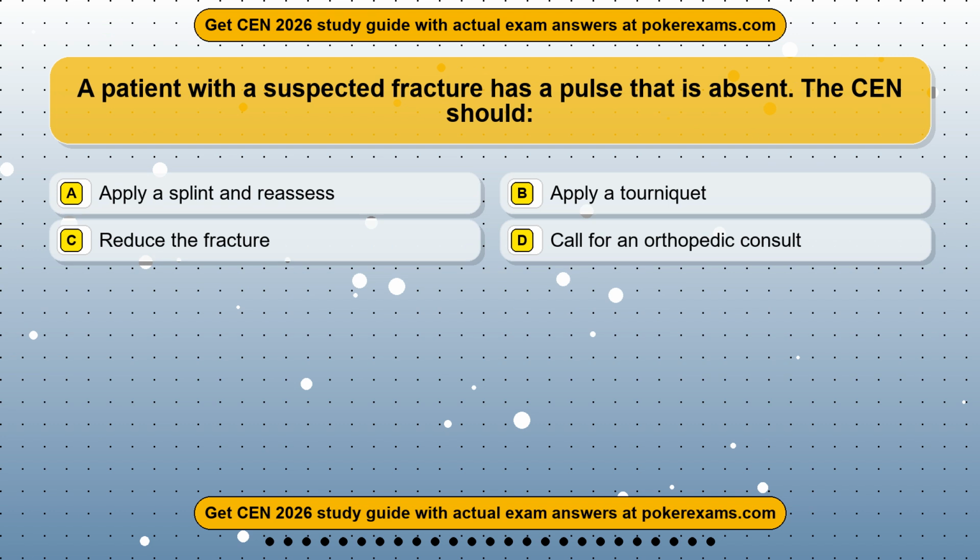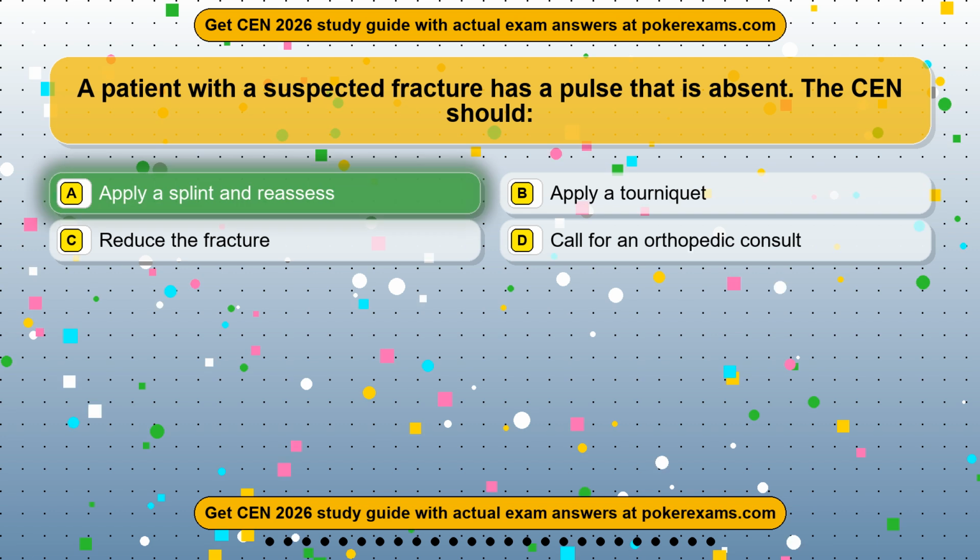Question 8. A patient with a suspected fracture has a pulse that is absent. The CEN should: Option A, apply a splint and reassess. Option B, apply a tourniquet. Option C, reduce the fracture. Option D, call for an orthopedic consult. The correct answer is Option A, apply a splint and reassess.